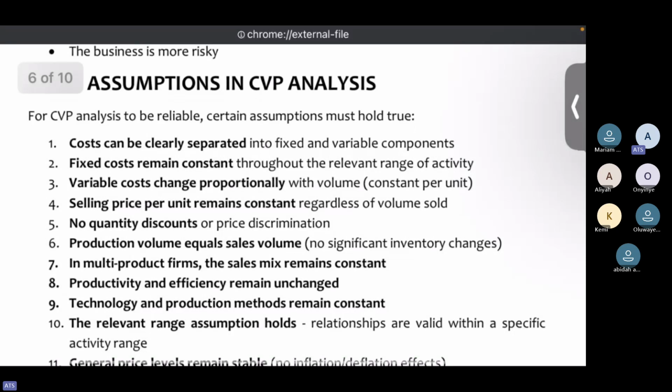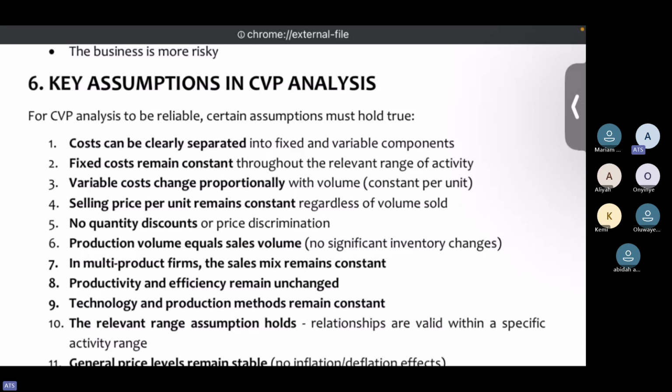Now, another assumption is that in multi-product firms, the sales mix remains constant. So remember, I said it is not only applied by companies where you are selling one product. Sometimes you might be selling 3 products. So the assumption here is that if you're selling 3 products, if it is 10, 10, 10 you're selling, it's only that 10, 10, 10. If it is 10, 15, 20 that you mix them, that's it. So it assumes that the product mix is constant, and that's not true in real life.